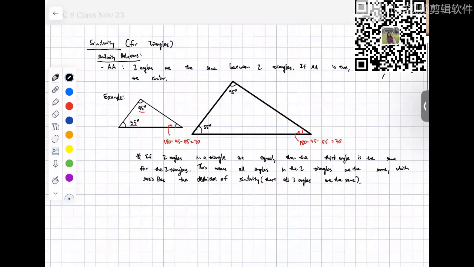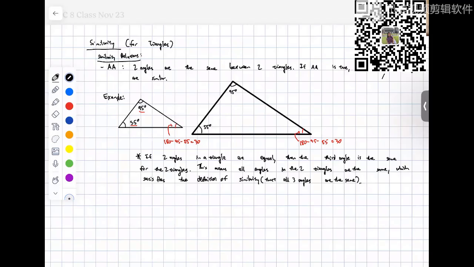Yeah, I wanted to add here that the definition of similarity is that all three angles of two triangles are the same. So if you have the AA relation, that means that two of the angles are the same, but therefore the third must be the same.